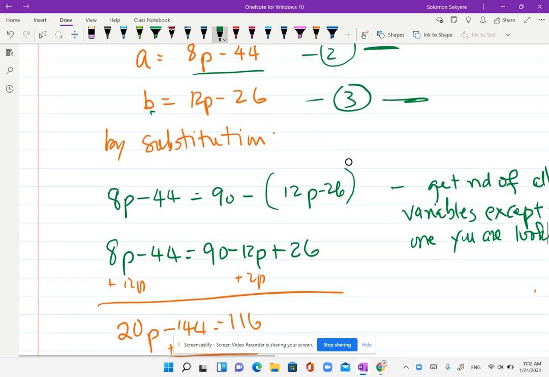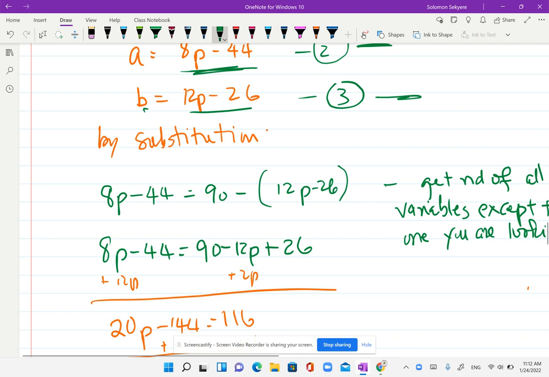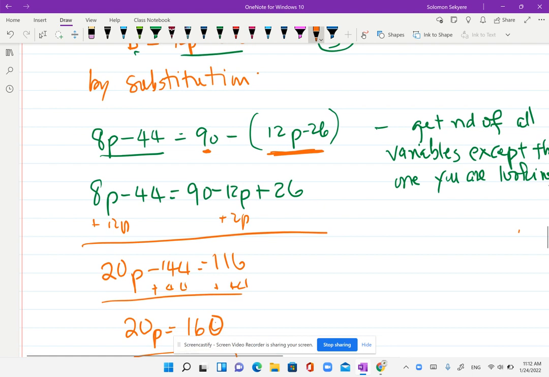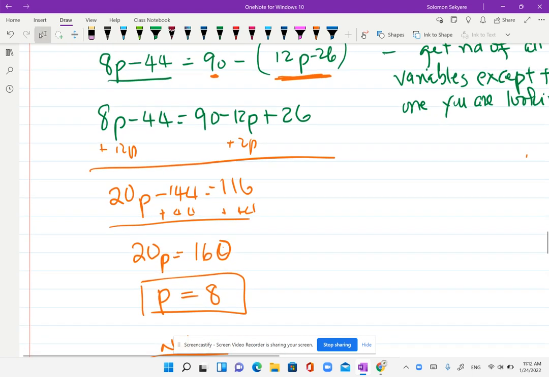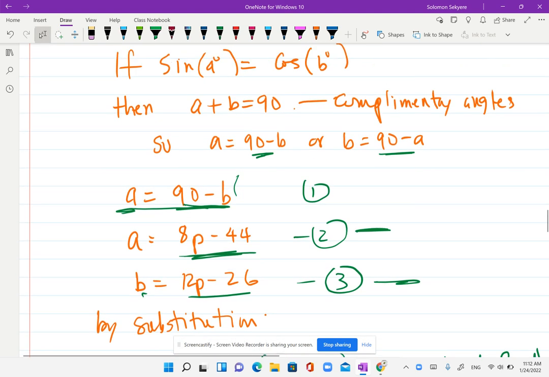So by substitution, A equals 90 minus B. This is A, put it over here. This is B, put it over there. So by substitution, AP minus 44, that's the A, is equal to 90 minus B. We get rid of all variables except the one we are looking for. Now we have one linear equation in P. We solve for it. P equals 8. Do you follow it?